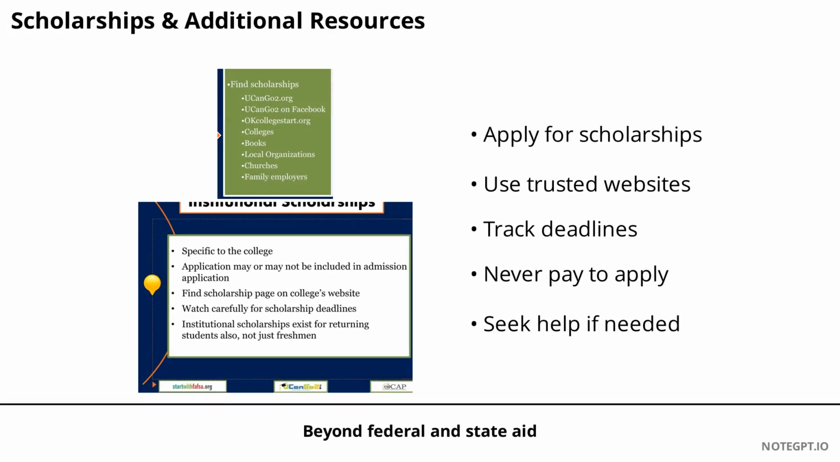Beyond federal and state aid, scholarships are a great way to reduce college costs. Apply for as many as you can. Seniors should aim for 2-3 per week, juniors 1-2 per week. Search on sites like youcango2.org, collegestart.org, and your college's website. Scholarships can be based on merit, need, skills, hobbies, or background. Keep track of deadlines and required documents. For more help, visit resources like startwithfafsa.org or contact your school's financial aid office. Remember, never pay to apply for scholarships or the FAFSA.